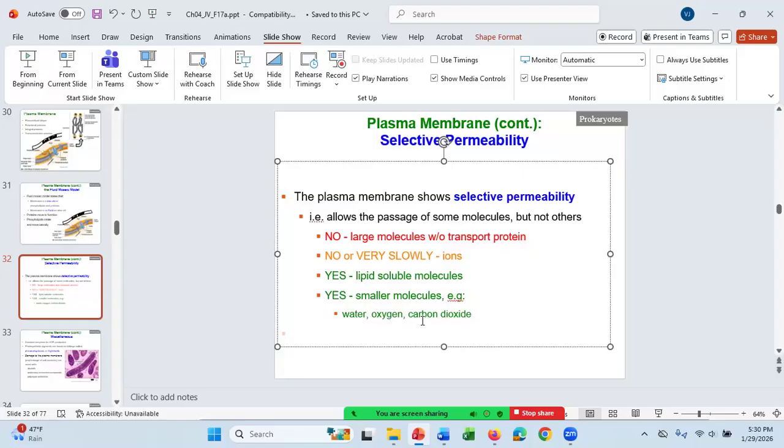Oxygen and carbon dioxide are both nonpolar molecules, and small nonpolar molecules can easily cross the cell membrane. The main two being oxygen and carbon dioxide.